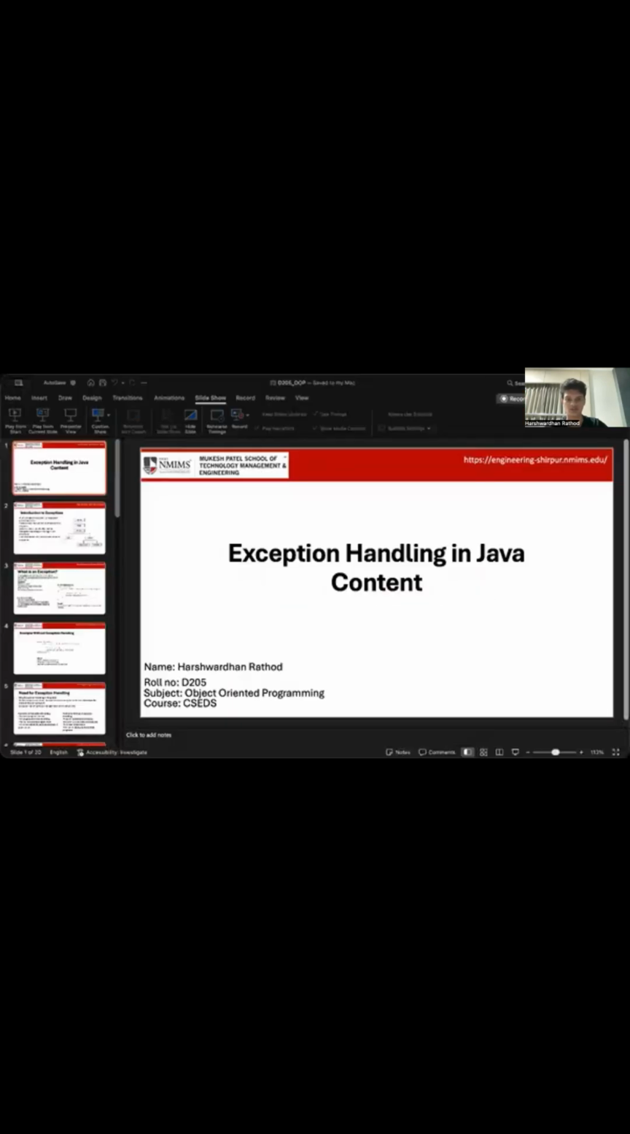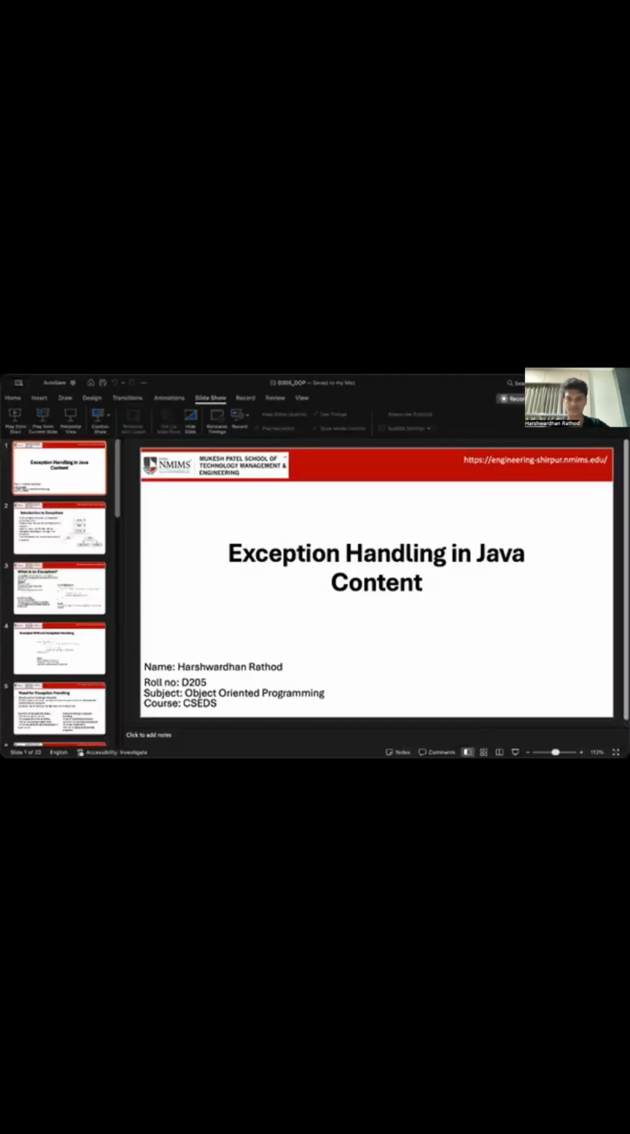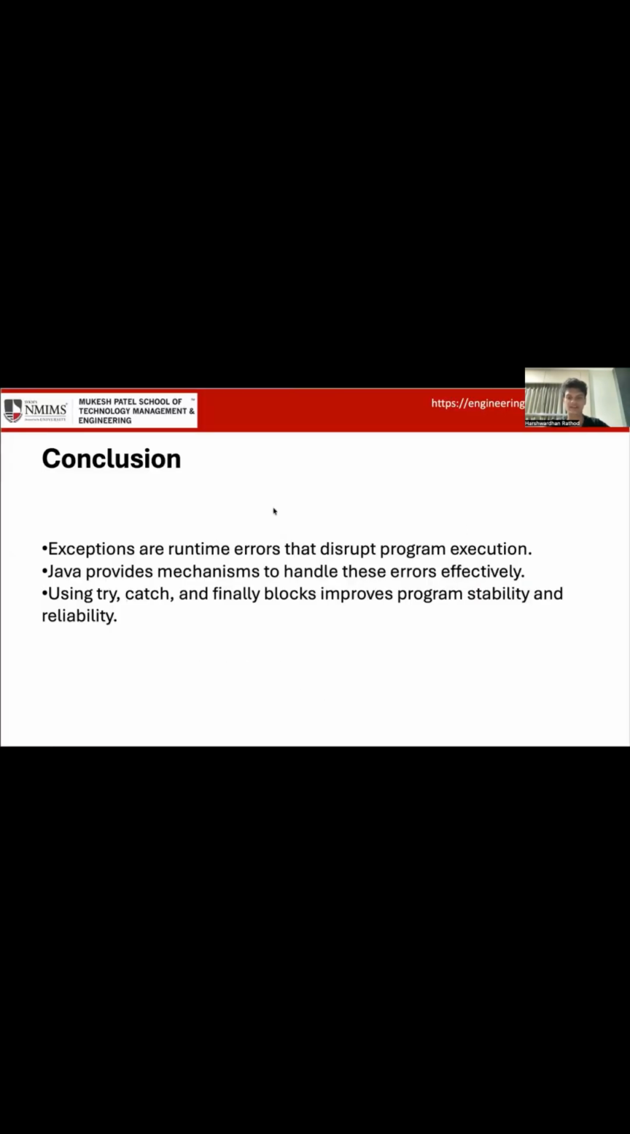Okay, so the advantages of exception handling. Exception handling improves the reliability and stability of programs. It prevents abrupt termination, allows proper handling, and separates error handling code from the normal program logic. So the conclusion. To conclude, exception handling is a powerful feature in Java that helps manage runtime errors effectively. By using try, catch, and finally blocks, programmers can build more reliable and robust applications. Thank you.